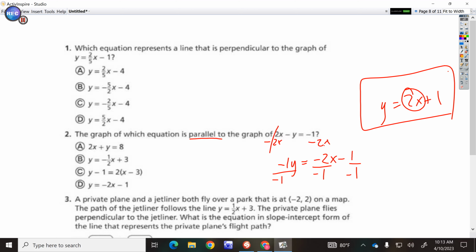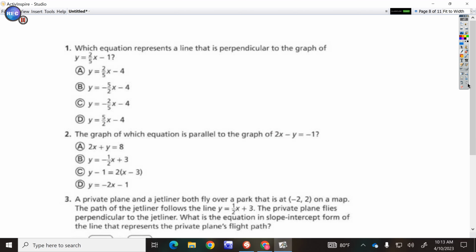All right, I'm going to start reviewing anyways because we pretty much should be done unless we're overthinking these questions. So on the first one, perpendicular means exact opposite. So you have positive 2 over 5 slope. Flip it, change the sign. Now we know the new slope we're looking for. So the answer is B.